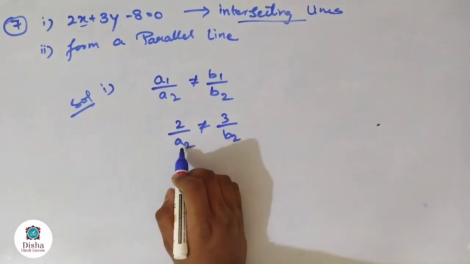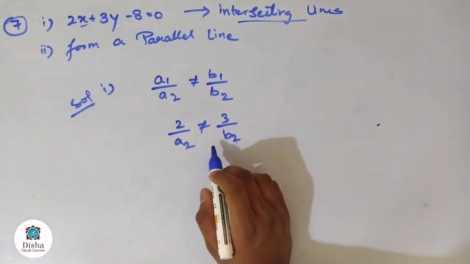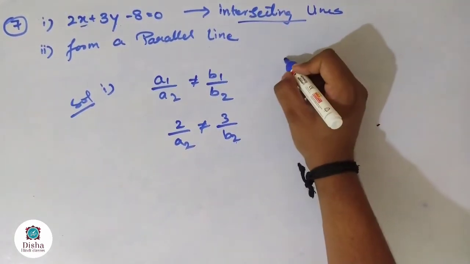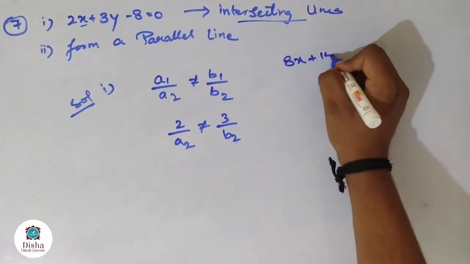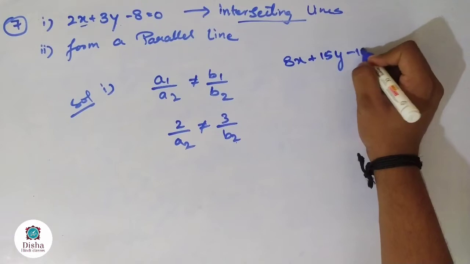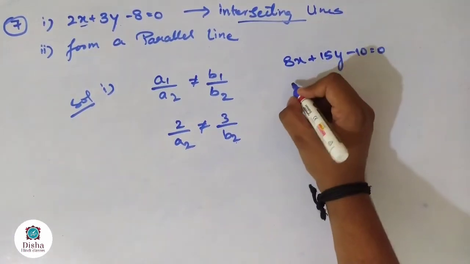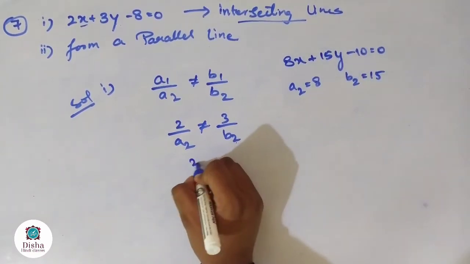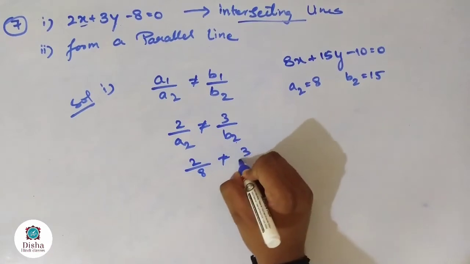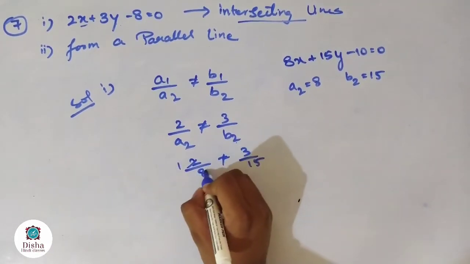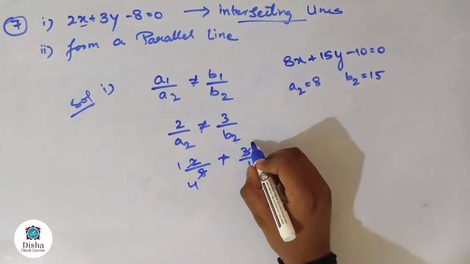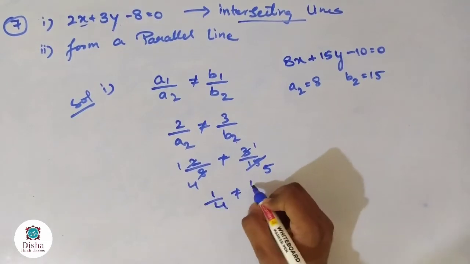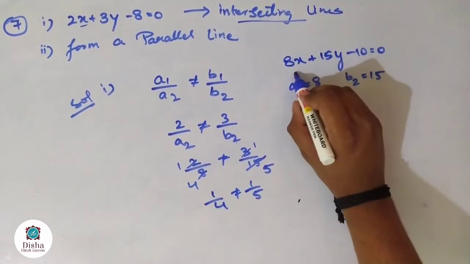So now if you take your 4 and 6, what will you get? You will get it as equal, 1 by 2, 1 by 2. So now what we'll do? We'll take another equation such as 8x plus 15y minus 10 equals 0. So what will be a2? a2 will be 8 and b2 will be 15. So 2 by 8 will not be equal to 3 by 15, because this 8 gets divided by 4, and 3 by 15 gets divided by 5. So 1 by 4 will not be equal to 1 by 5. So therefore this is the second equation.